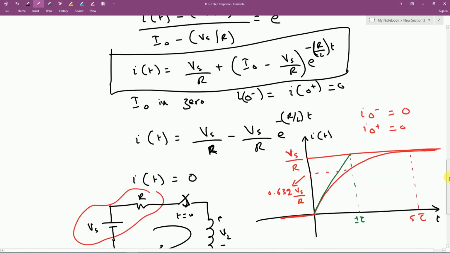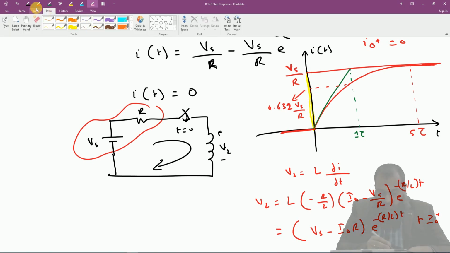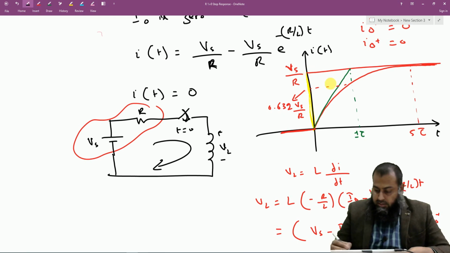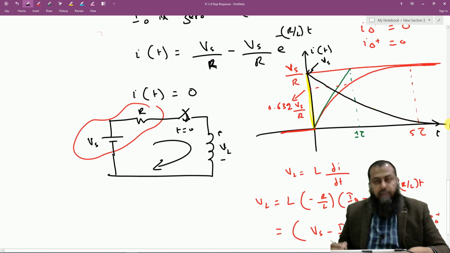So you see here that the voltage across the inductor will shoot instantaneously to a value equal to Vs at time t equal to 0. If I may draw a line here with this highlighter, this is the voltage line. After the voltage jumps to the value Vs, it will eventually become equal to 0 after 5 time constants.